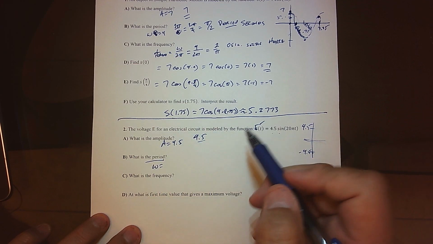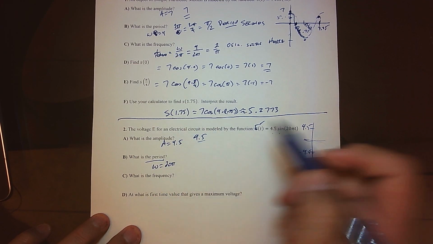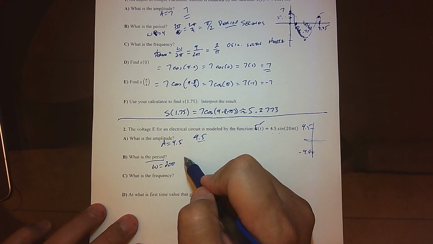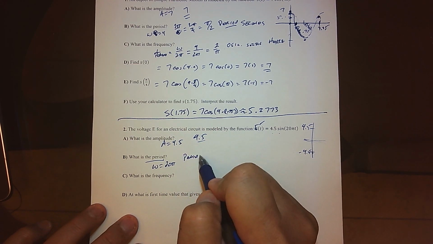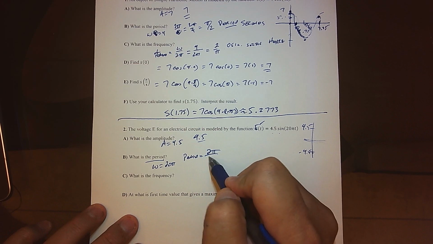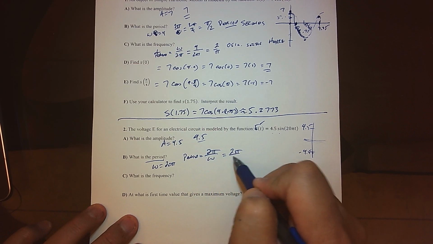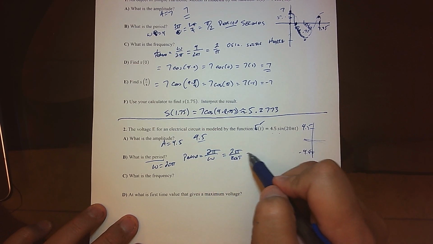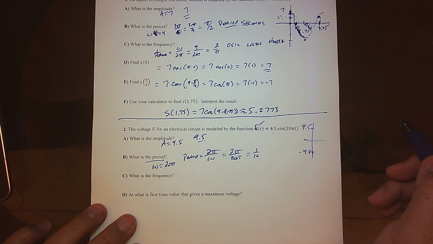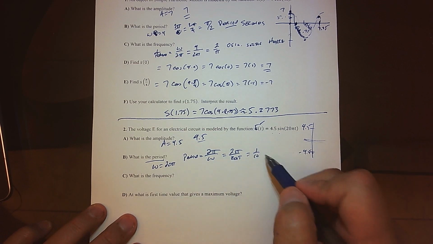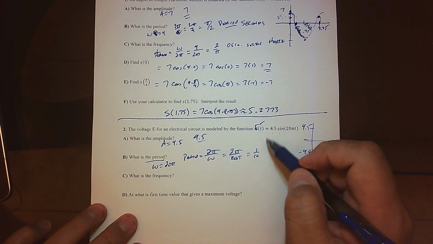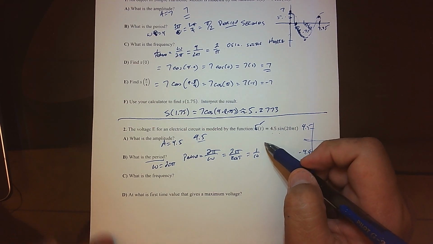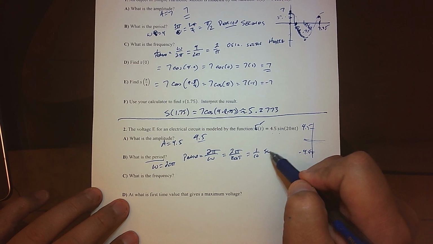What's the period? Well, in this case, omega is 20 pi. We used to call it B. So my period is 2 pi over omega. So we get 2 pi over 20 pi, and what we get is 1/10. And this would again be measured in seconds.